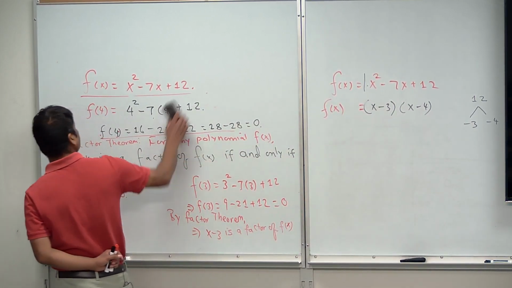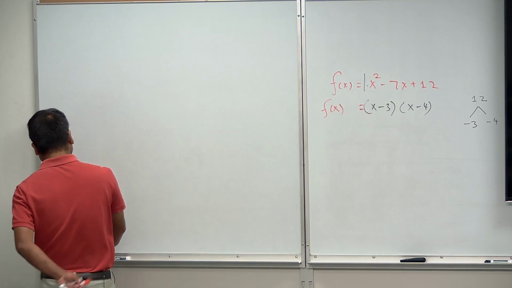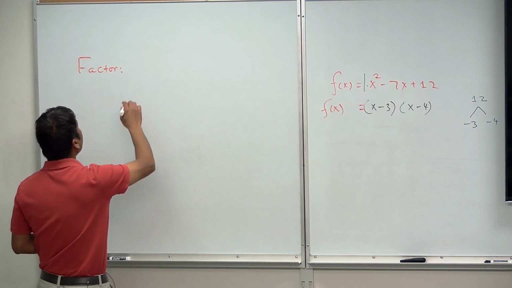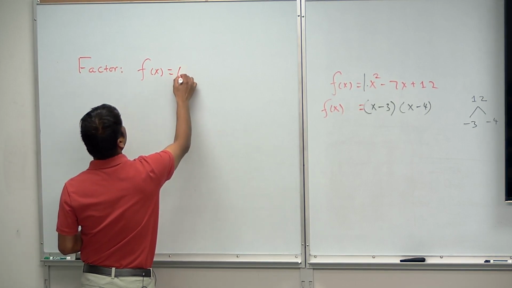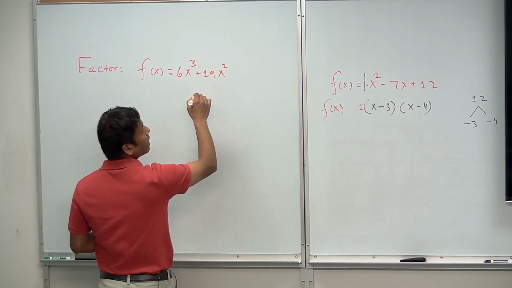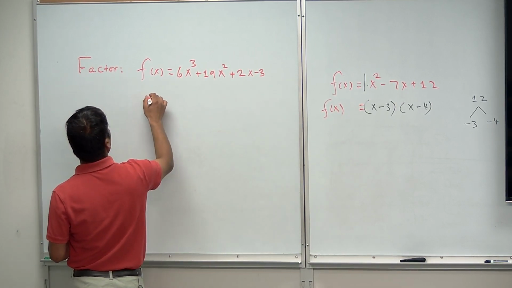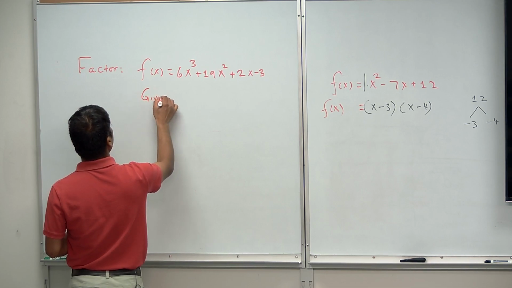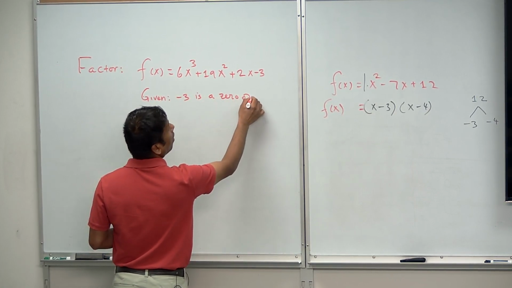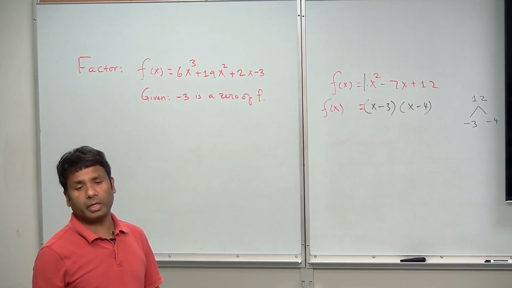So now let's look here, guys. We are going to factor f(x) equal to 6x cubed plus 19x squared plus 2x minus 3 into linear factors, and it is given that negative 3 is a 0 of f. Okay. So negative 3 is a 0. We know that, right?